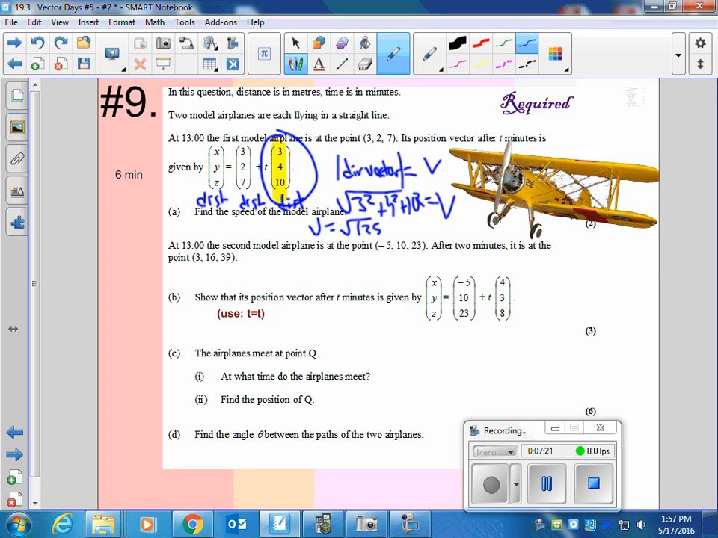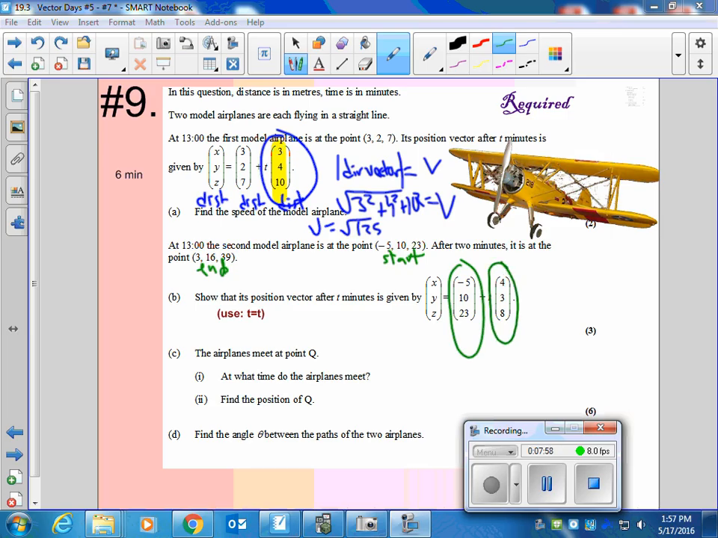Okay. At 1300 hours, the second model airplane is at a different point. After 2 minutes, it's at point 3, 16, 39. Show that its position vector is given by this. So this is where we started, and this is where we ended. In here. So there's the start. Well, notice the start is right here. Negative 5, 10, 23. So this is the start.